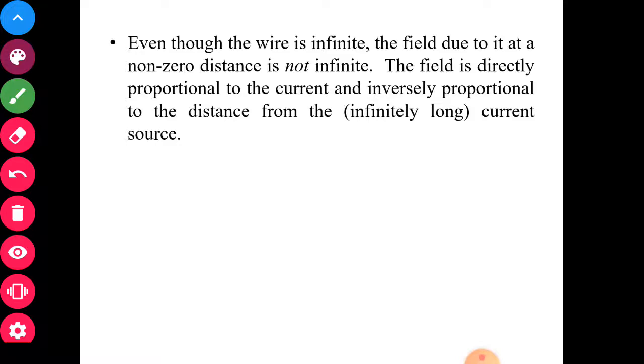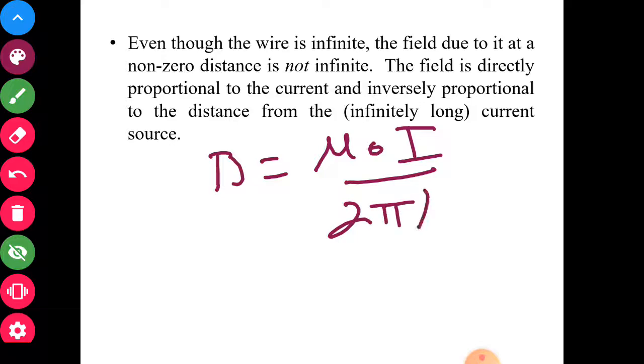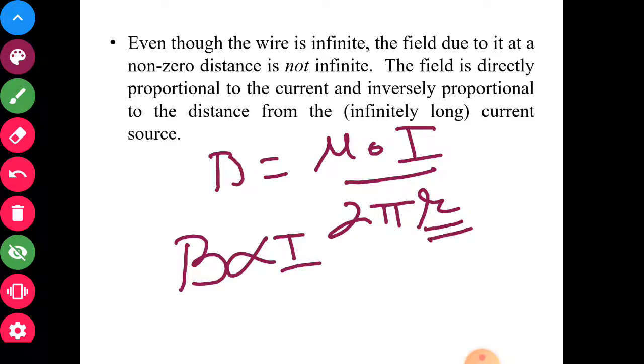Even though the wire is infinite, the field due to it at a non-zero distance is not infinite. The field is directly proportional to the current and inversely proportional to the distance. What is the formula for the magnetic field? B is equal to mu 0 I upon 2 pi r. So B is directly proportional to current. The more the current in the wire, the higher the value of the magnetic field. And the more distance you are from the current carrying conductor, the lower the magnetic field will be. More the distance, less the value of magnetic field.